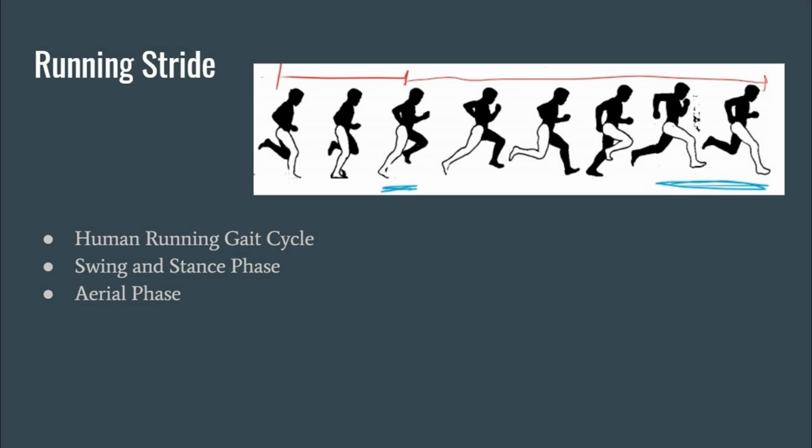This is an image describing the running gait cycle of humans. Roughly 70% of the human running gait is in swing phase, while the other 30% is in stance phase.